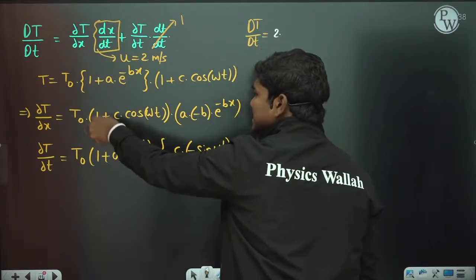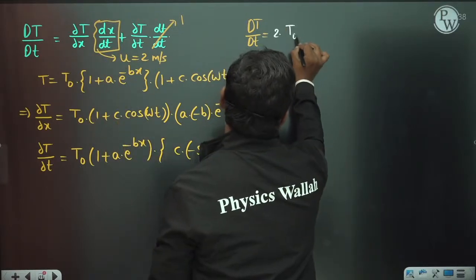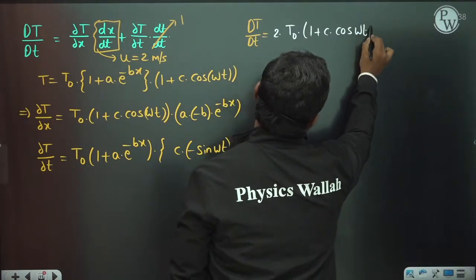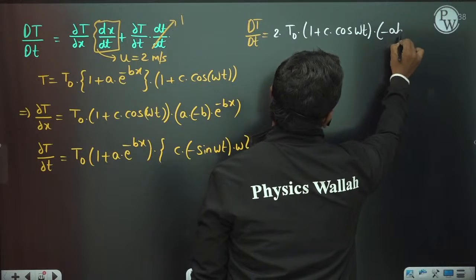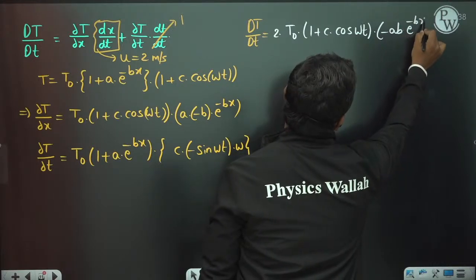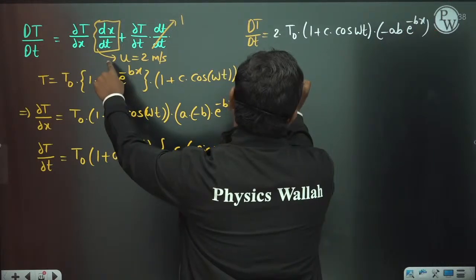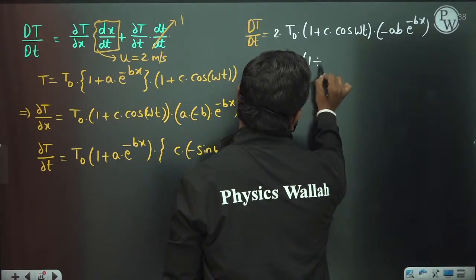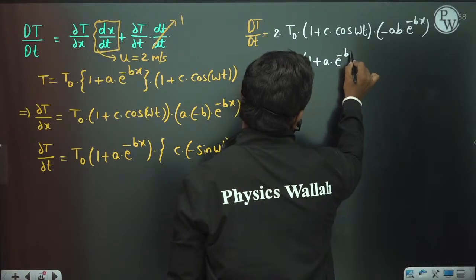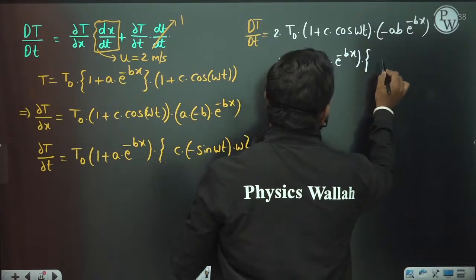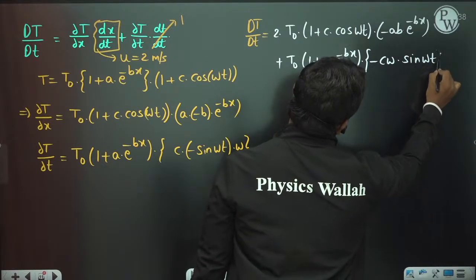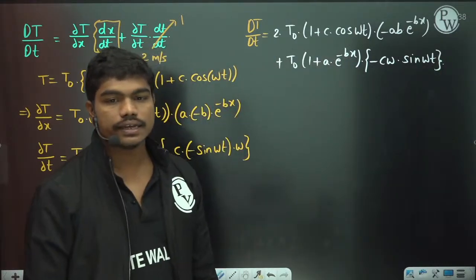So ∂T/∂x is this value: 2 times T naught into (1 + c cos ωt) times minus ab times e to the power minus bx, this value, plus ∂T/∂t, which is T naught times (1 + a e to the power minus bx) into this value minus c ω sin ωt. This is the value. Now at what location are they asking you the coordinates?